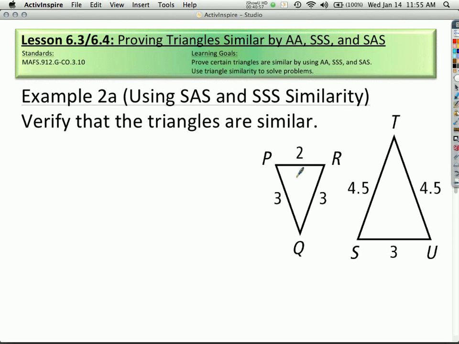So can someone give me a pair of corresponding sides? Which sides correspond to each other? Just a pair of corresponding sides. Stephanie, give me a pair of corresponding sides. PQ and RQ are not corresponding because they're in the same triangle. I'm talking about one from one and one from the other. I know I put you on the spot a little bit. That's okay. Okay, RQ and S what? RQ and SU are corresponding.